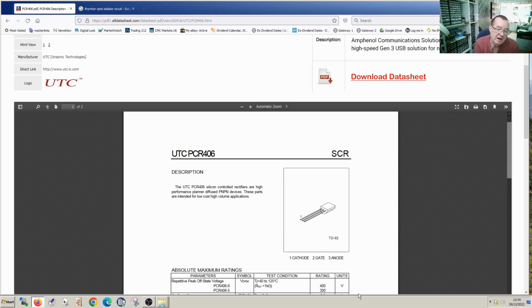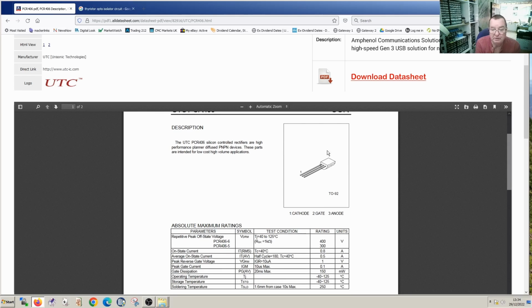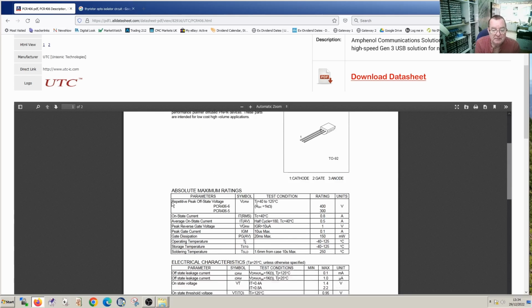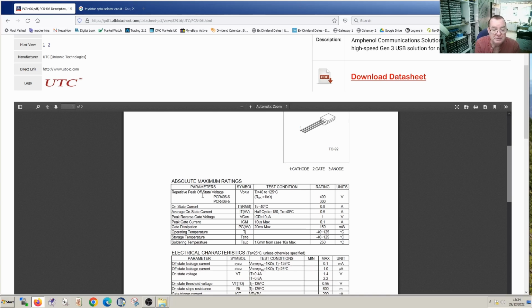Thyristors are usually high-powered devices, but they can be quite small. They can look like a transistor. For example, this one, PCR406, typical small SCR or thyristor, and it looks basically the same as a transistor. If we look at some of the ratings, we can see here we have the repetitive peak off-state voltage. This is effectively the voltage the thyristor can withstand. 400 volts is typical, 600, 800, 1000 are very common.